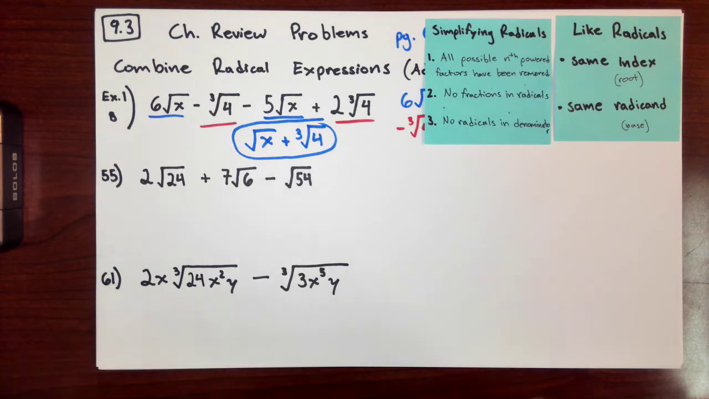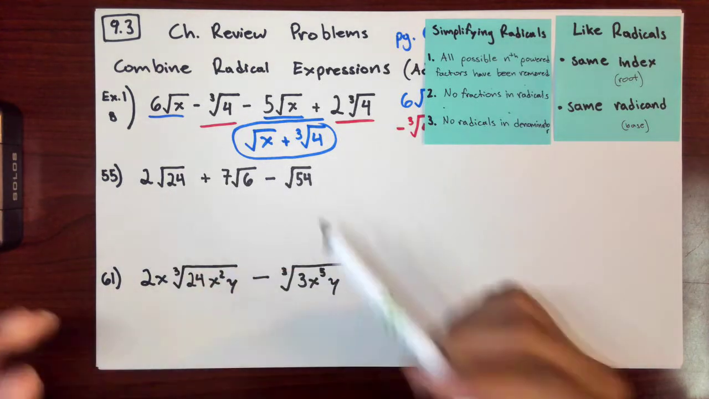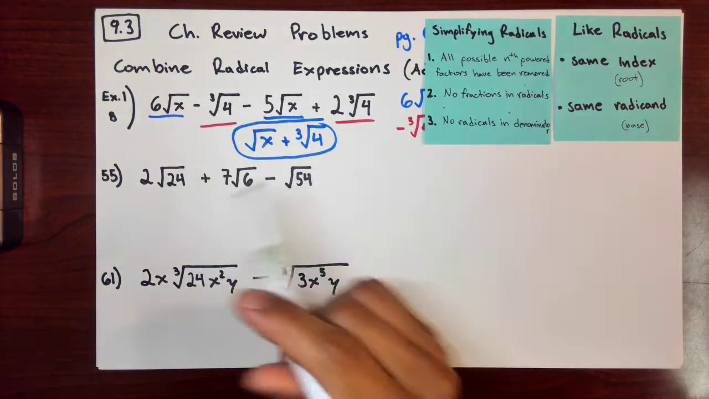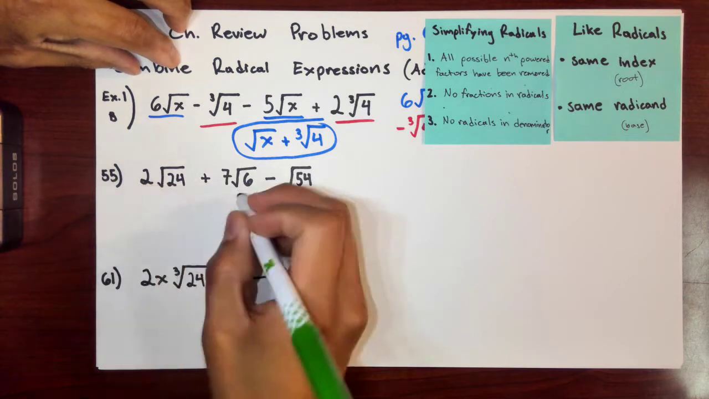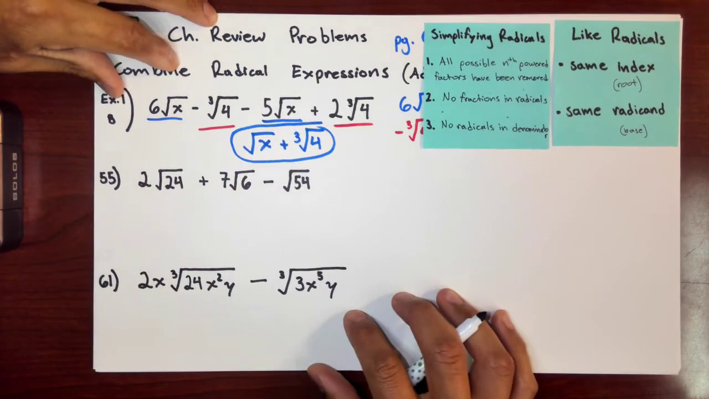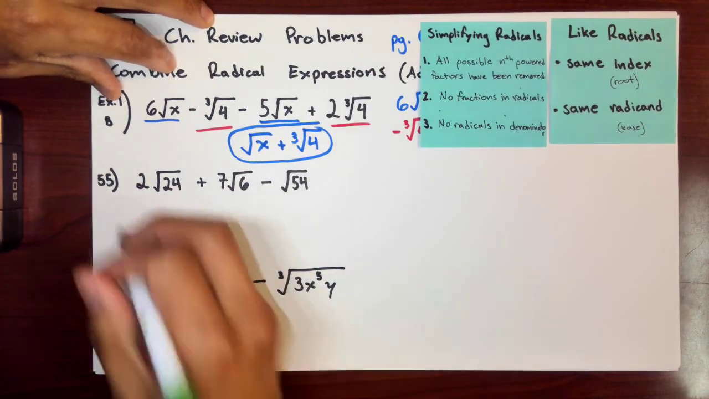Now remember, prime factorization, the easiest way to do it, if you can't think about it right away how you can break it up so that you can get something that can be square rooted, we're just going to break it up into its prime factors by using a factor tree. So let's go ahead and do that.